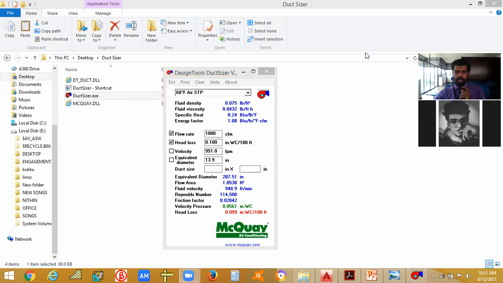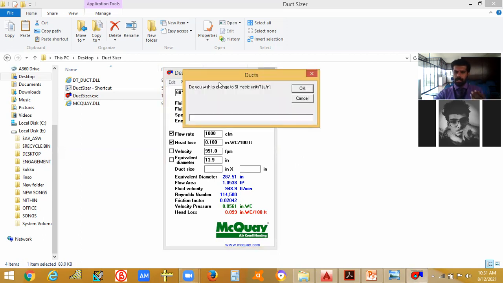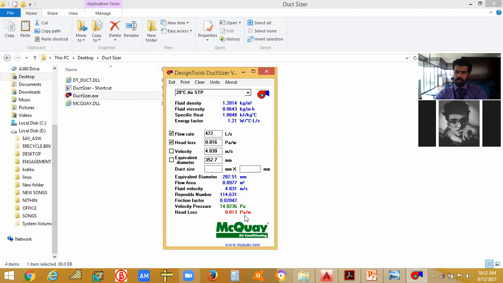But it was not matching the SI unit. SI unit means it will be changing now. When you change the unit, it will change, right? It is in inches of water column per 100 feet, right? It is in Pascal. When you change the unit, it will automatically change all other units.